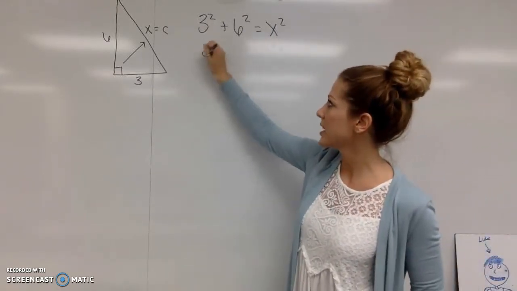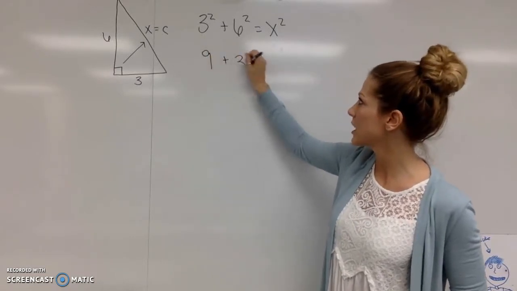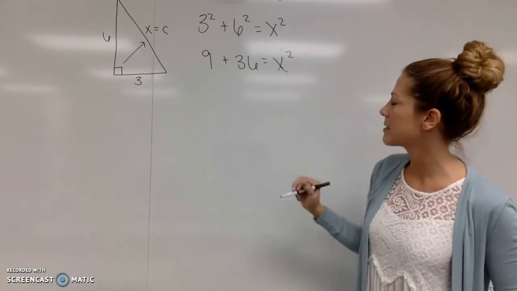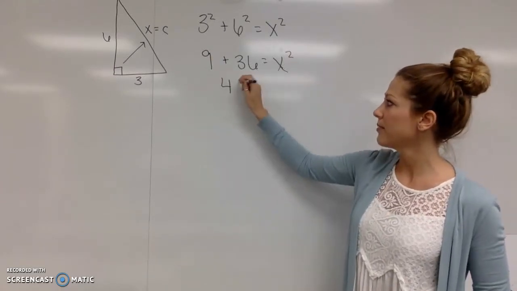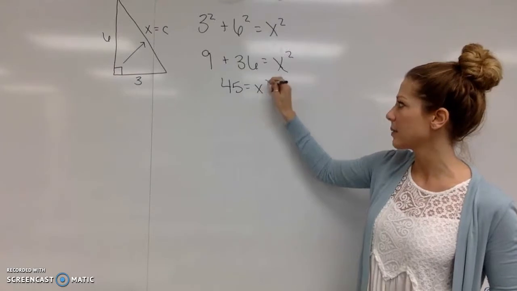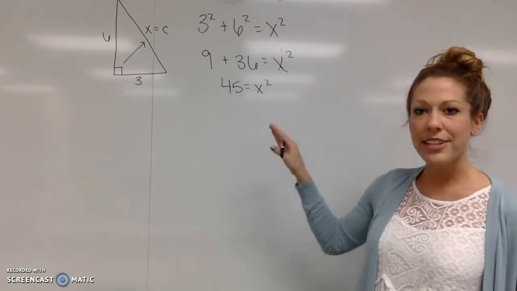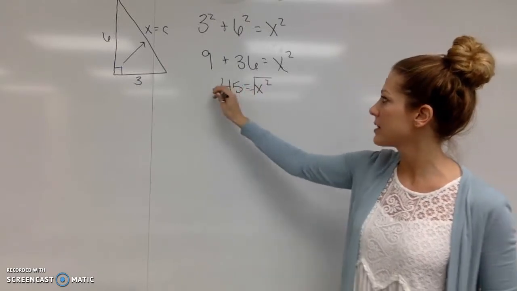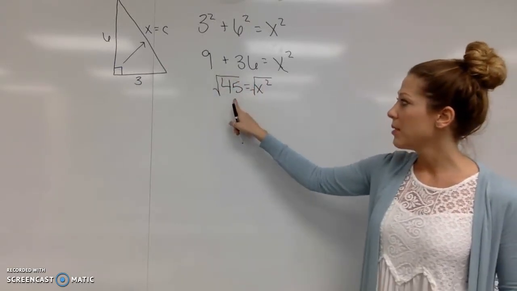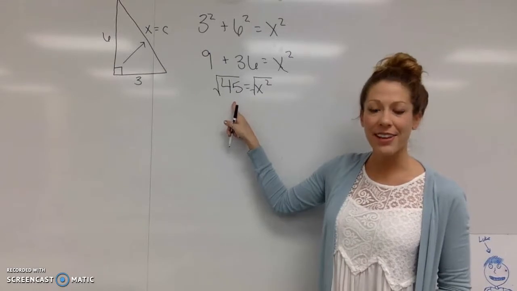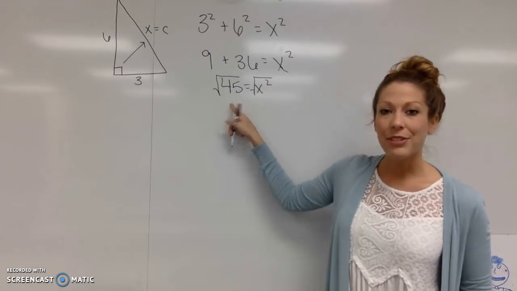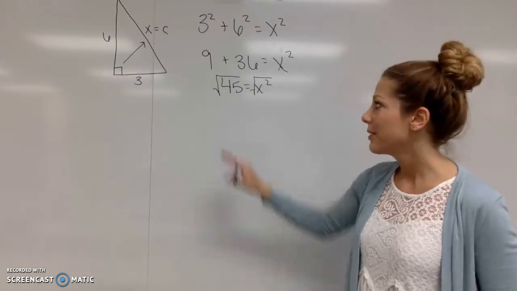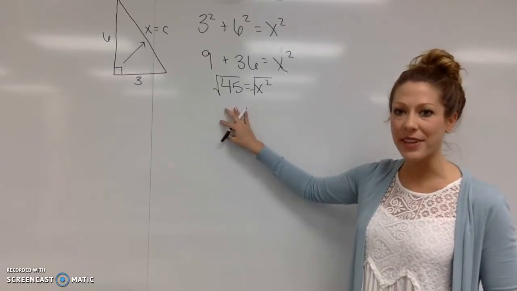Continuing to solve, we have 9 plus 36 equals x squared. 9 plus 36 is 45, so 45 equals x squared. When you get to this step, don't forget to take the square root of both sides to get x all the way by itself. Now the square root of 45 is not a perfect square, so instead of getting your calculators and rounding that to the nearest decimal, we're going to simplify that radical.